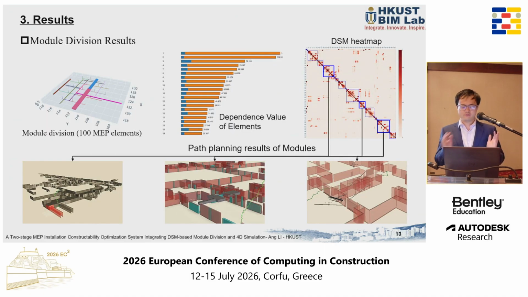Here's the result of the module division. On the top left, we show the module division results of 100 selected elements. Different colors represent different modules, and on the top center, it shows the dependence values of different elements in the DSM heat map. And on the bottom, we show the paths for different divided modules with green lines. So it validates the robustness of our method in different scenarios.